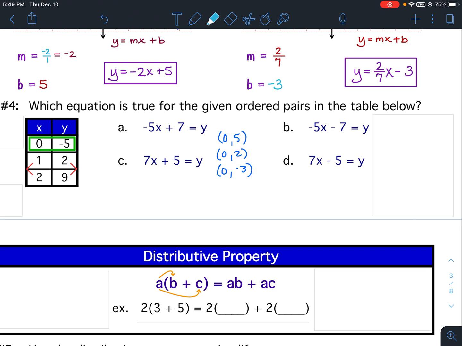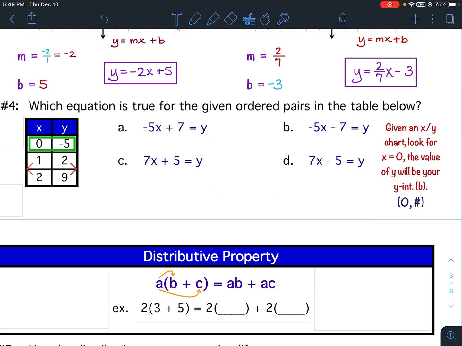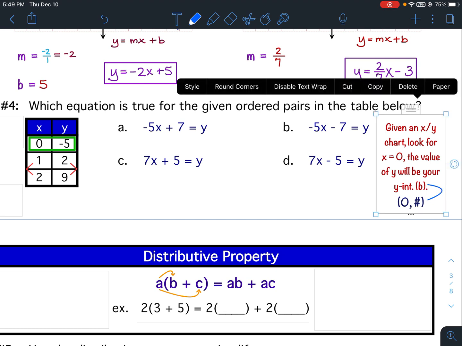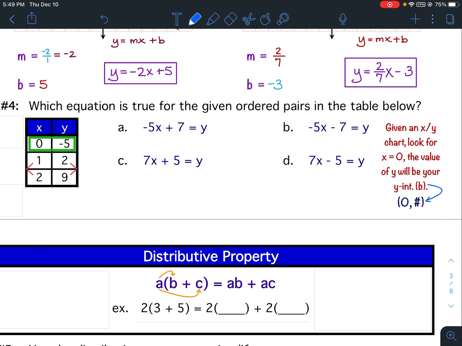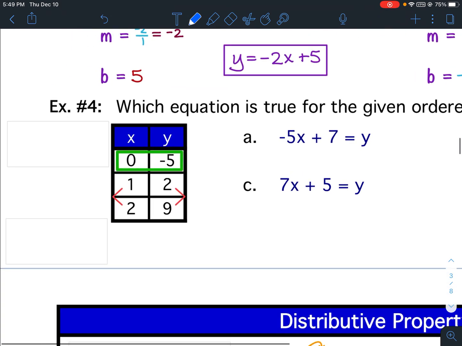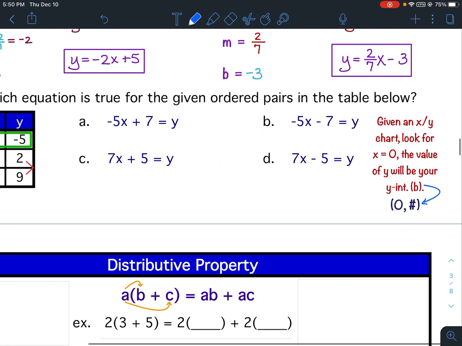What do all of those have in common? X is 0. In other words, when you're given an XY chart, look for x equals 0. Because if you find where x is 0, then the value of y will be your y-intercept. So it'll be 0, then a number. Your y-intercept will be whatever that number is. So up here, oh sorry, go ahead, pause your video and get that written down.